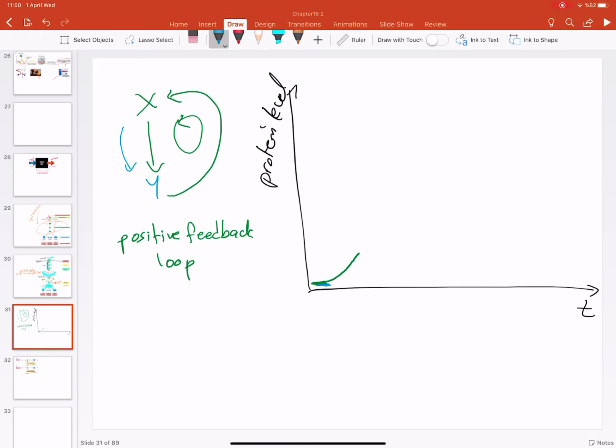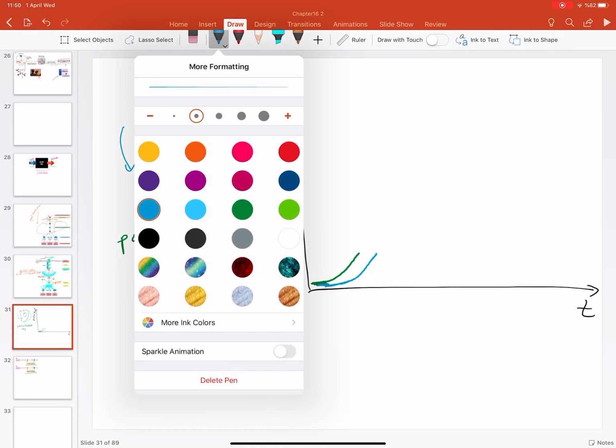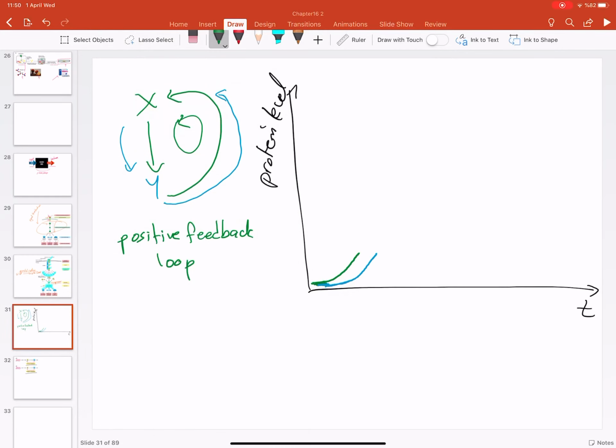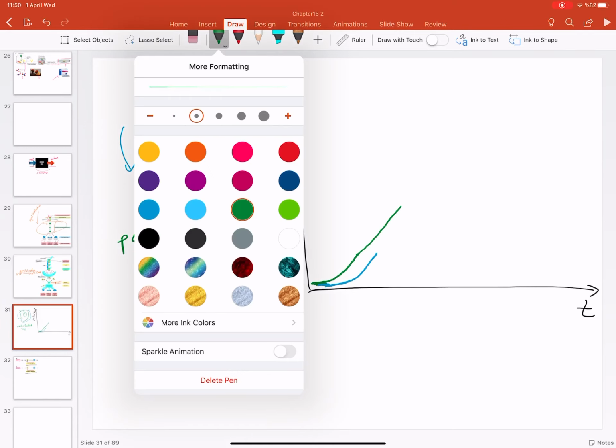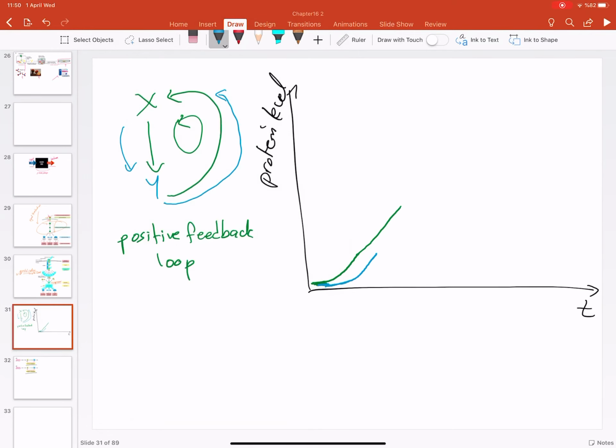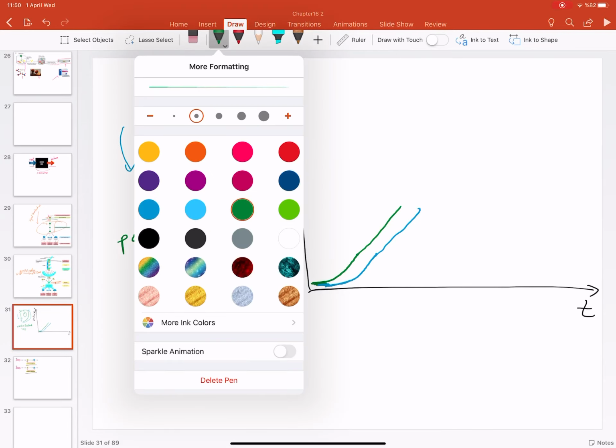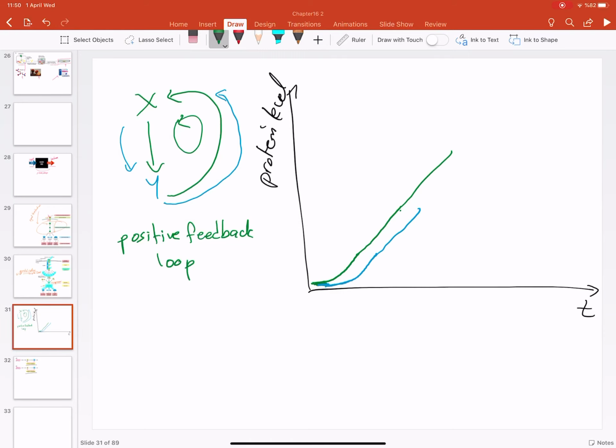So the Y protein will also start to increase a little bit later than that. Now, because the Y protein is also activating X protein, it is going to create more X. And because X is inducing Y, it is going to create more Y. Again, because Y is inducing X, it is going to create more X. And because it activates Y, it's inducing more Y. And it is going to go unlimitedly.